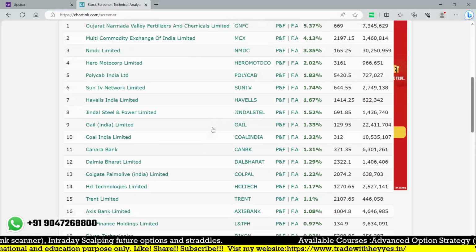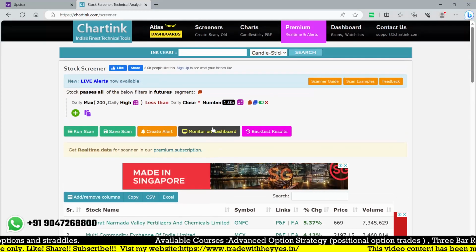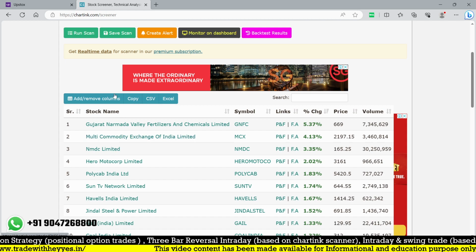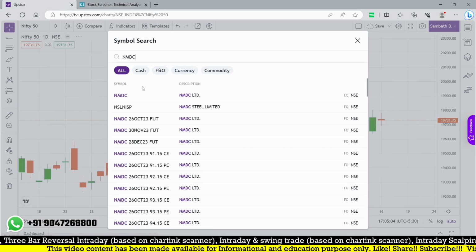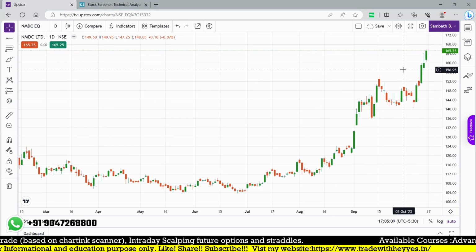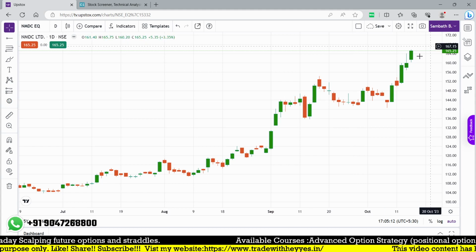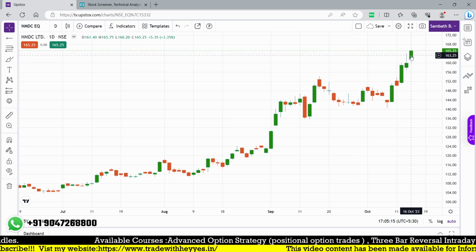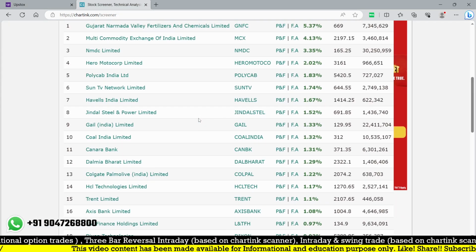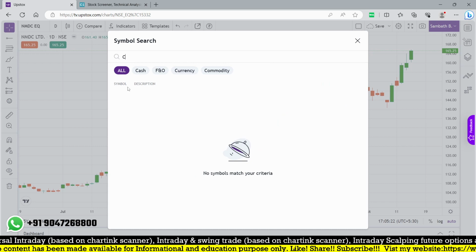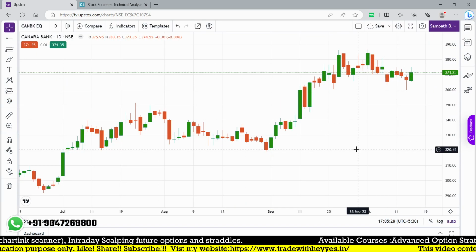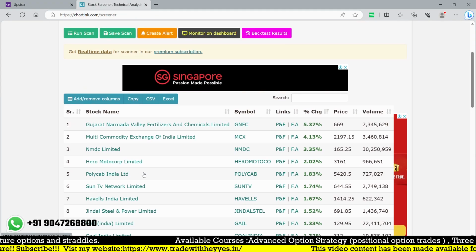So if you are looking for this many stocks, comparing, we got stocks nearby the 200 days high, like GNFC, MCX, NMDC. If you look at the NMDC chart, today's close is almost the 200 days high. But we are not going to buy at this level, only after the correction. So we find these stocks which are almost at the 200 days high, look at Canara Bank, Coal India. Whatever stocks are filtered are nearby the 200 days high, and we are following that.